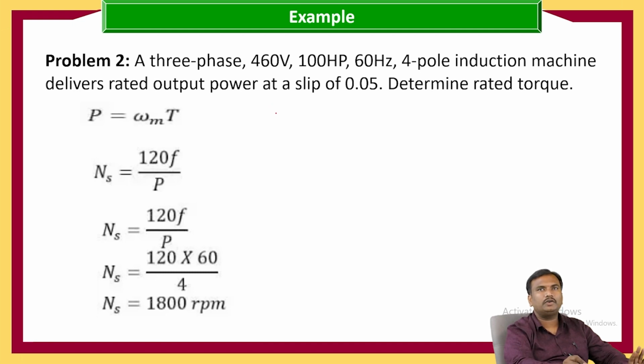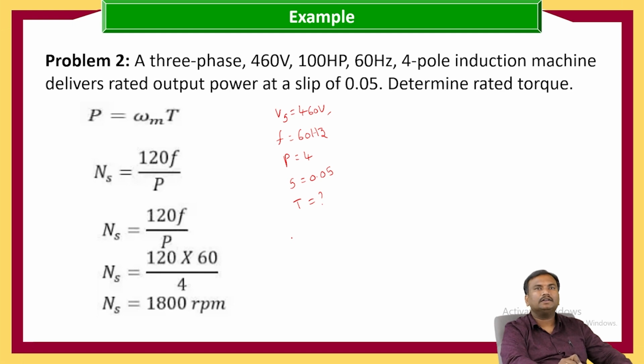So here first we are going to take the given data: Vs is 460 volts, the frequency is 60 Hz, the number of poles is 4 and the slip is 0.05. We need to calculate the torque. In order to calculate the torque, power is equal to omega m into T. To calculate omega m, first let us calculate the synchronous speed.